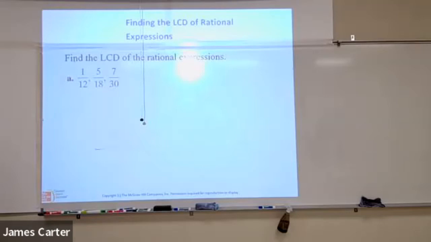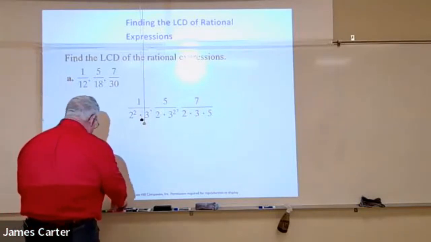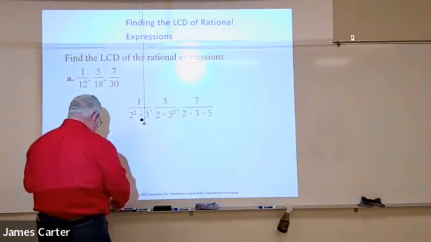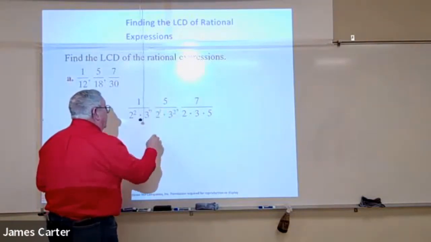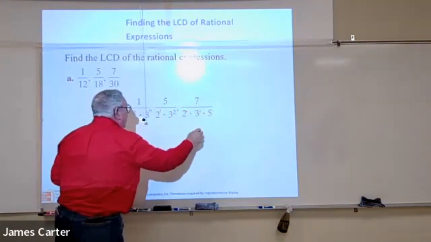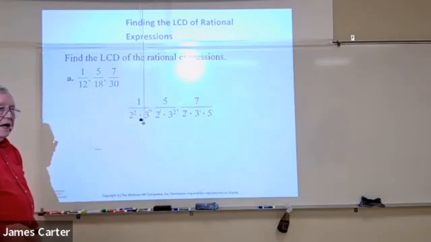Now, how do we get that? If you break down the 12, it's 2 to the second times 3 to the first. Those commas are just separating these 3 terms. The 18 is 2 to the first times 3 to the second, and I would recommend putting these firsts down. Now, the 30 is that.